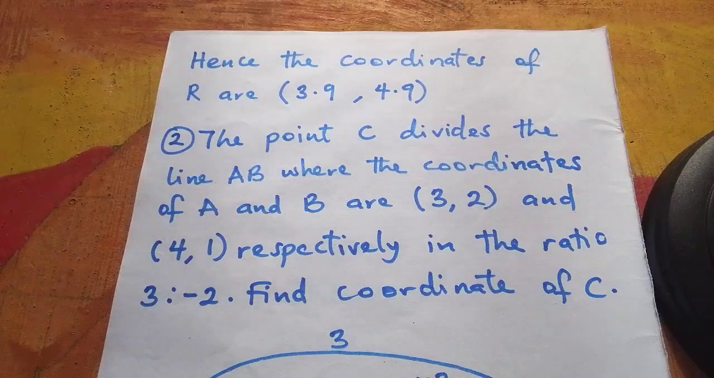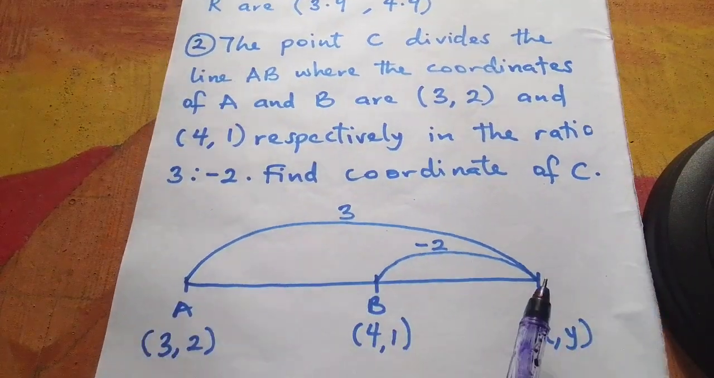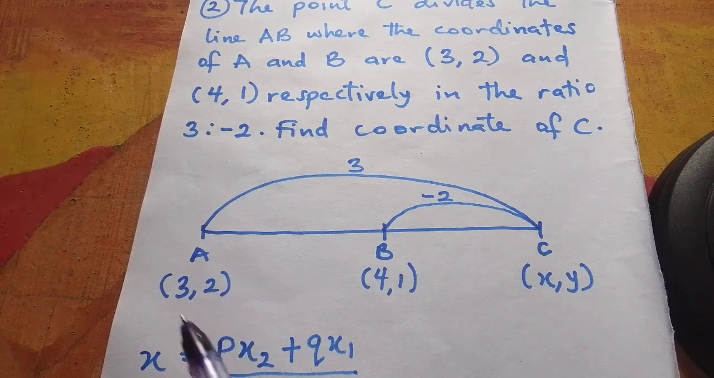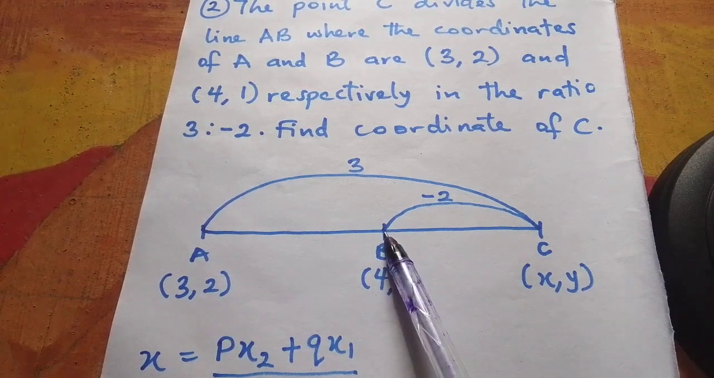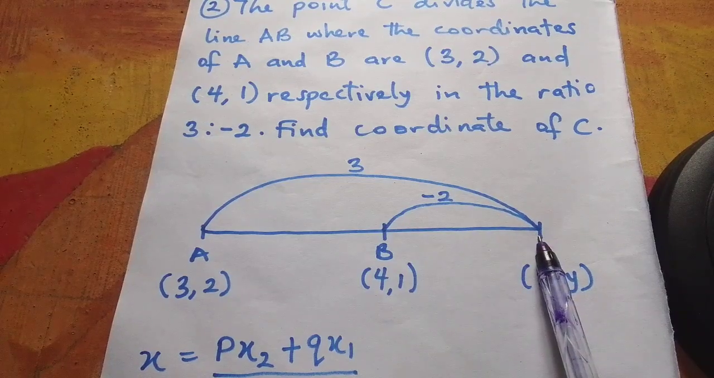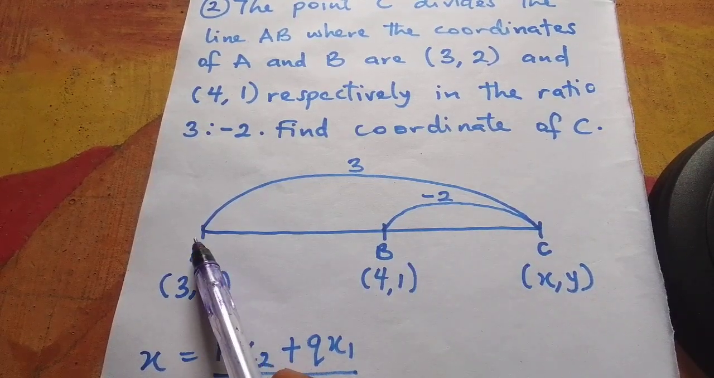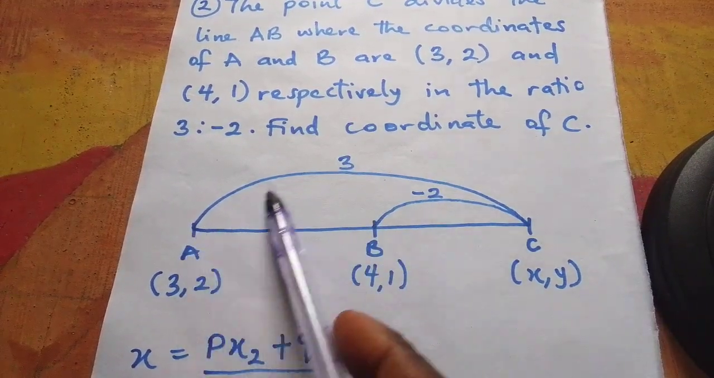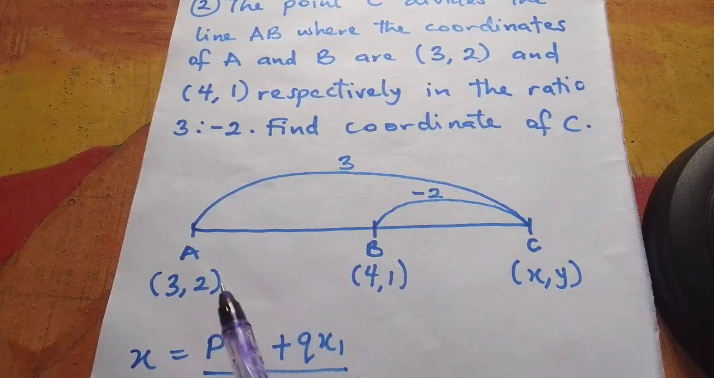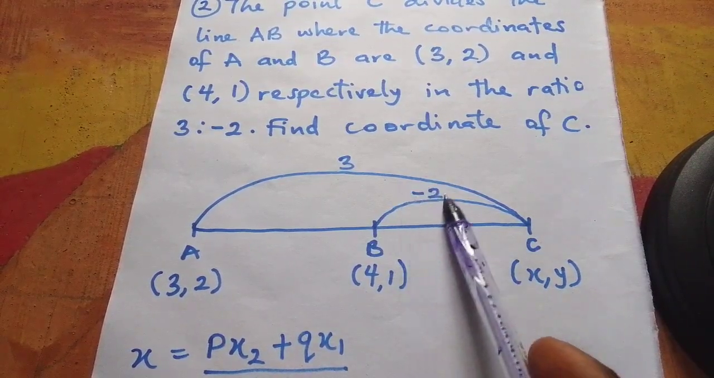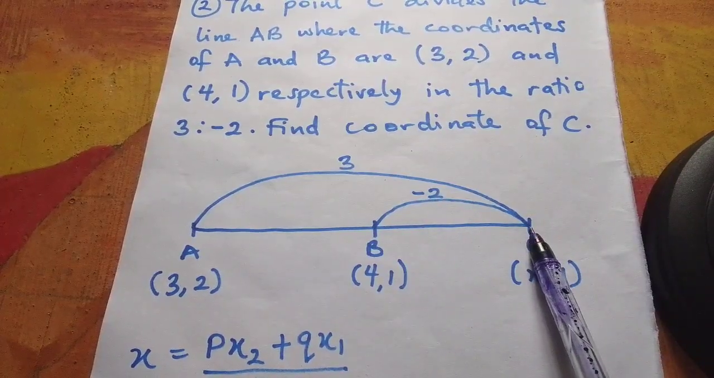So now, for it to get the coordinate, we know that your coordinate of A is what? 3 and 2, and your coordinate of B is what? 4 and 1. If your C is here, and you are told that the ratio is 3:-2, so you want to know the coordinate here. Now because this is minus, that is why it is now outside here.